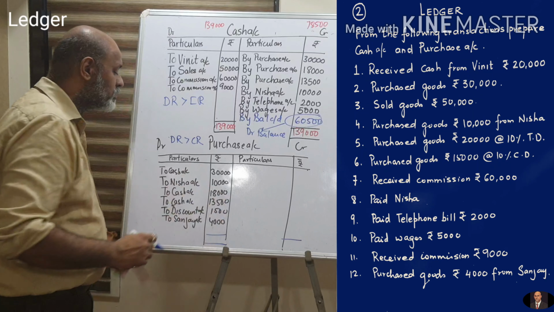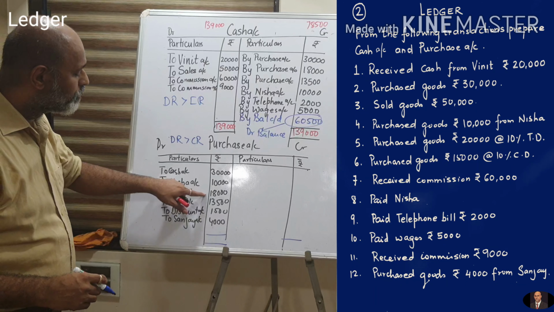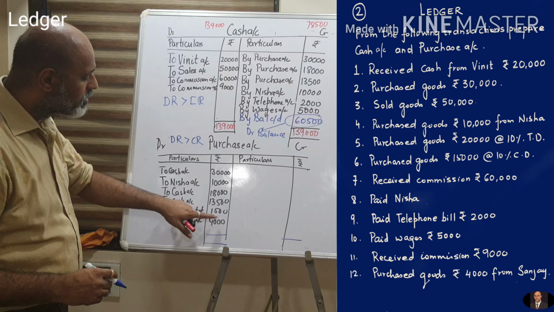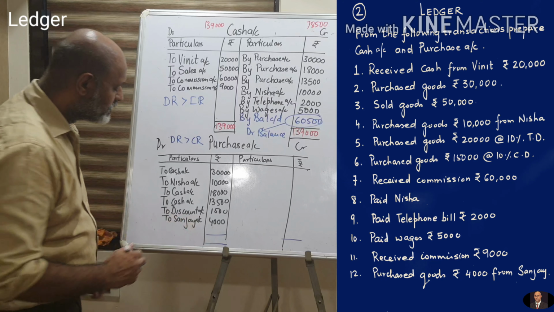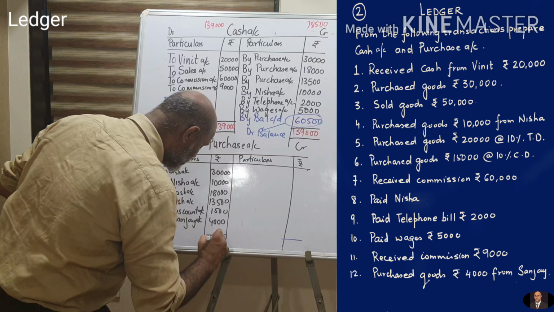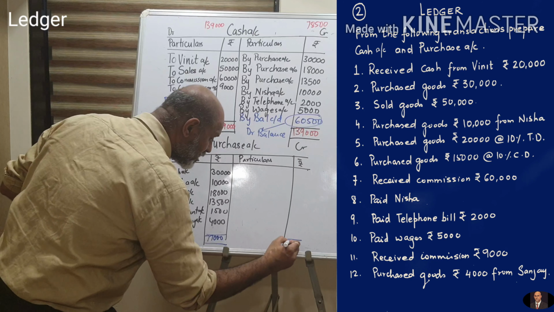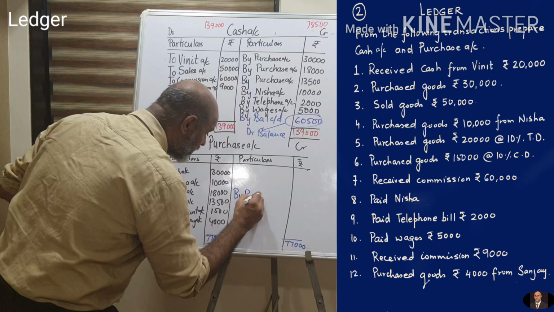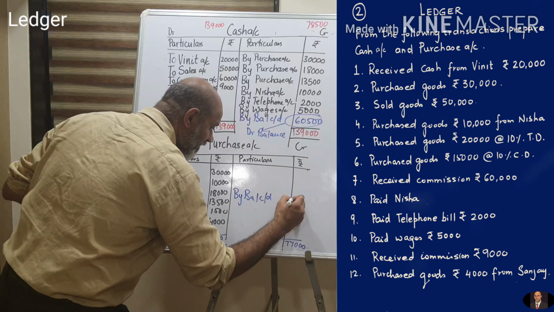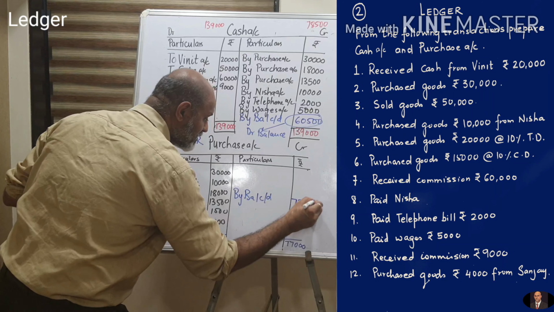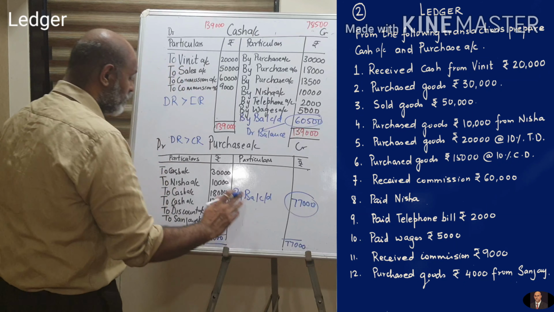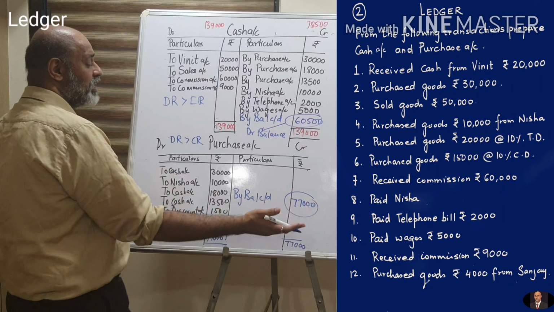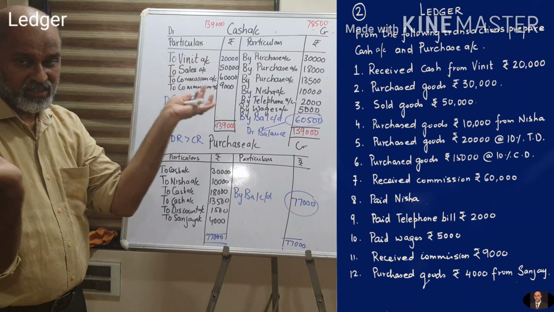Okay, now let's total this. 30 plus 10, 40, 58, 71,500, 72, 73, 77,000. So 77,000 on both the sides. Okay, so this is an easy balancing. So I write here by balance carried down 77,000, which means that this is a debit balance because your debit side is greater than the credit side, and I put 77,000 so that it balances.